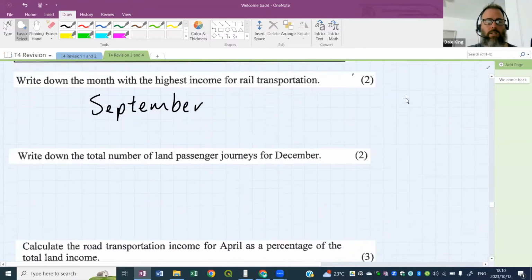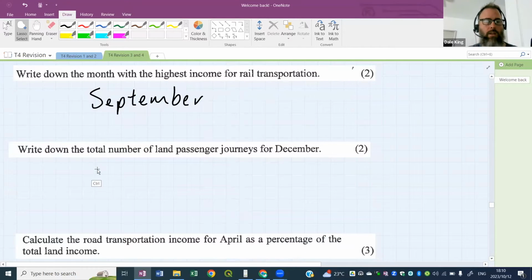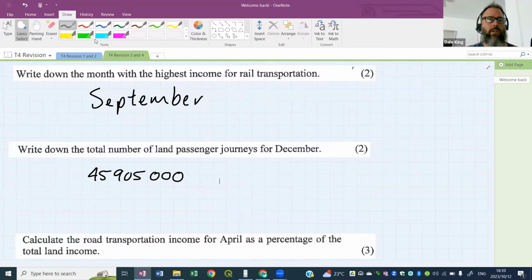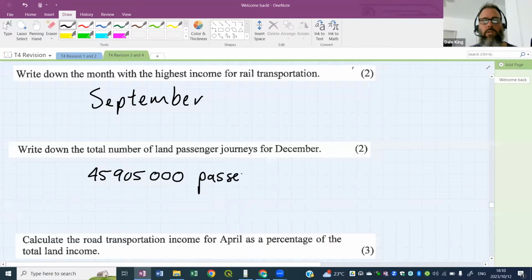It's 45,905 passengers. All right. So I'm going to put that down here for this question. And I'll write there passengers. Write down the total number of passengers. It's that many passengers. All right.